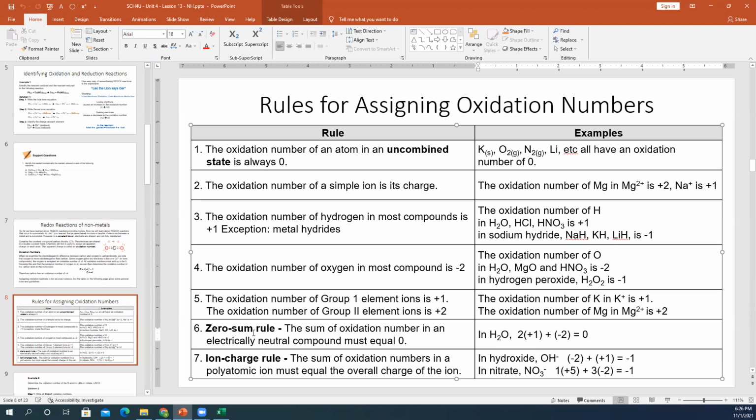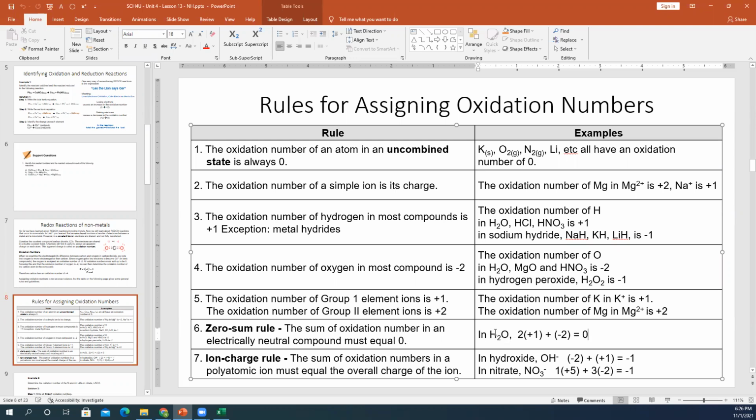And then there is the zero-sum rule, which we touched upon in the previous slide: the sum of all the oxidation numbers in an electrically neutral compound must equal 0. If you recall our carbon dioxide example, carbon dioxide is a neutral compound. It doesn't have any overall charge. It's not an ionic compound. So the sum of the oxidation numbers for carbon dioxide has to add up to 0.